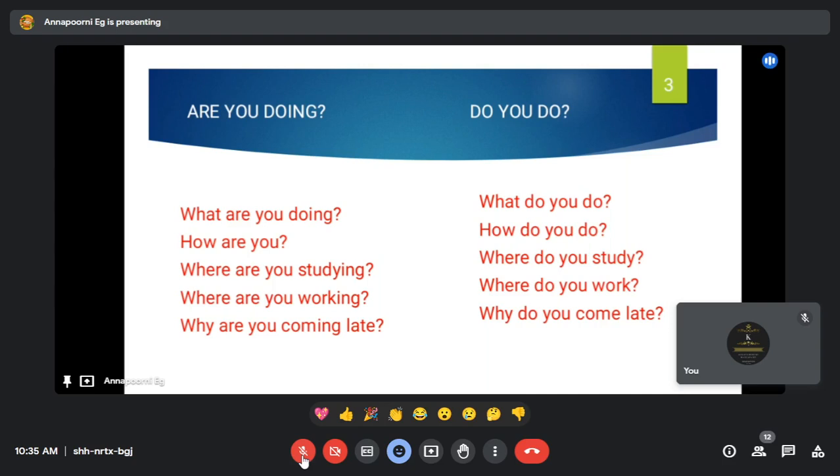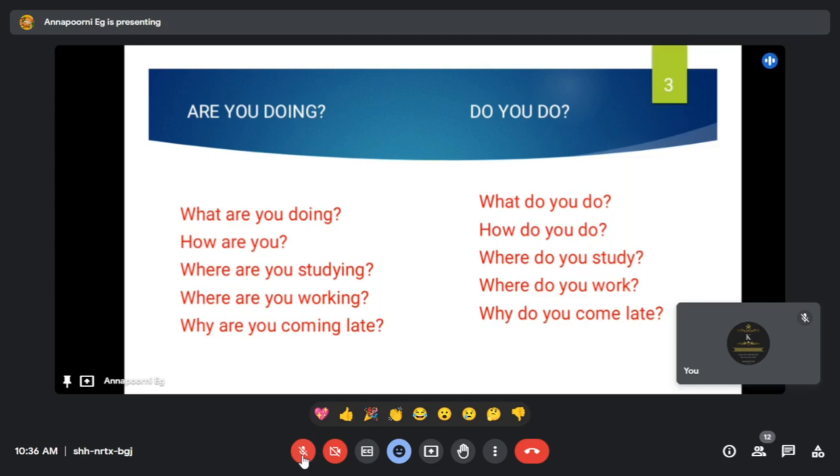Next is where are you working? Same situation. Instead of studying, it is working. So here also you can find that mistake. Instead of asking where are you working, you are supposed to ask where do you work. Here there are no working people in this group, right? Is anyone working in the group? Any employees in the group? I think no. All are school students, right?